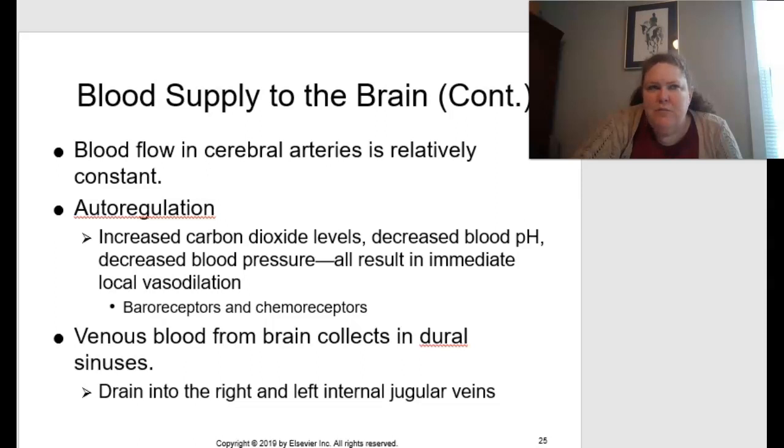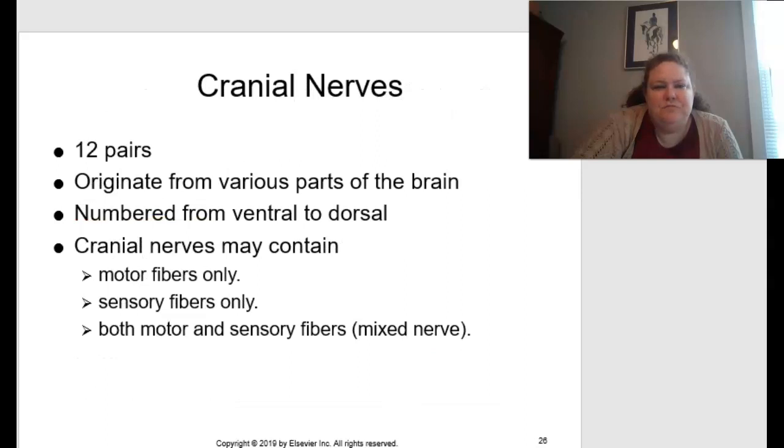The baroreceptors, those are pressure. Think of barometric pressure. And chemo, it's chemicals, right? So pressure and chemical receptors. Again, it's all going to work together to try to make that homeostatic level. We also have our venous blood that's found in our brain, and that's going to collect in the dural sinuses, and this is going to drain into the right and the left internal jugular veins.